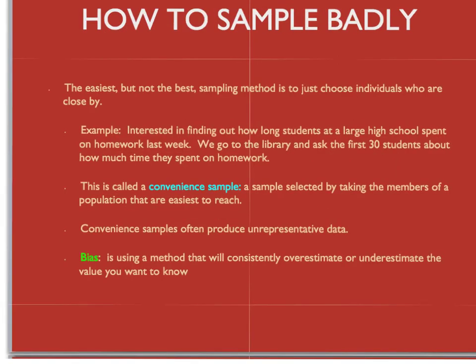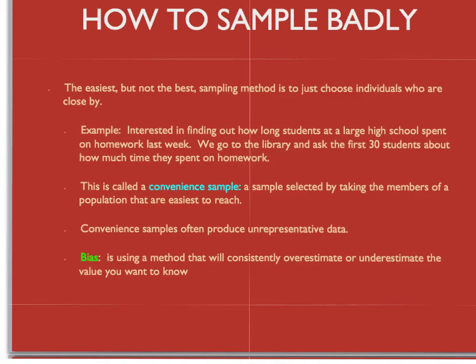How to sample badly. The easiest, but not the best, sampling method is to just choose individuals who are close by. An example: let's say we're interested in finding out how long students at a large high school spent on homework last week. We go to the library and ask the first 30 students about how much time they spent on homework. Well, this is called a convenience sample. It's a sample selected by taking the members of a population that are easiest to reach. Convenience samples often produce unrepresentative data.